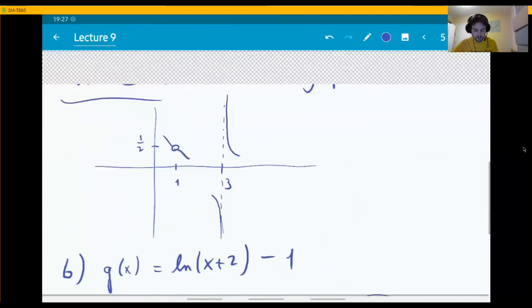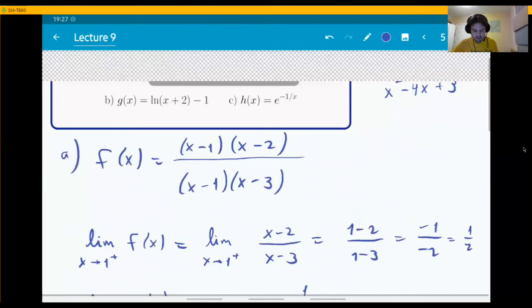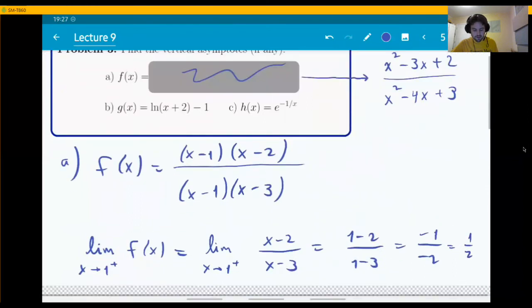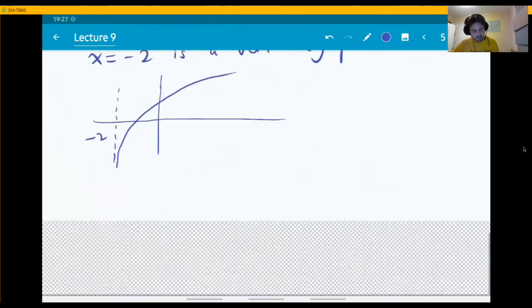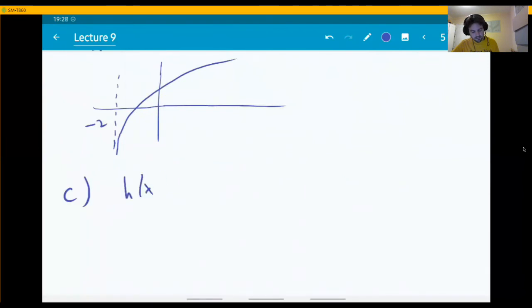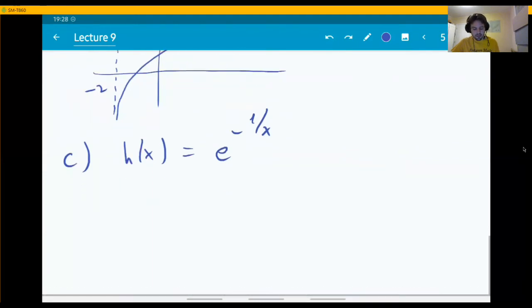Now let me scroll to the last one. H of x equals e to the -1 over x. In terms of the exponential function, there is nothing problematic about it. Whatever you can plug in the exponent here is going to give you a valid number. But we do have a quotient in there. We have a 1 over x. So the problematic point for this function is x equals 0. That's a possible location where you can have an asymptote. That's where you want to analyze limits.